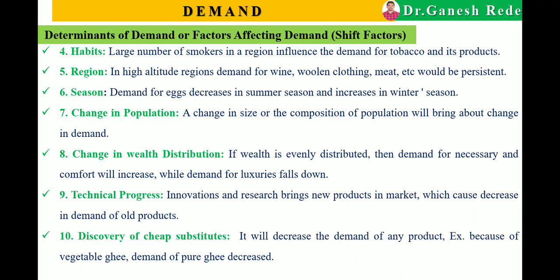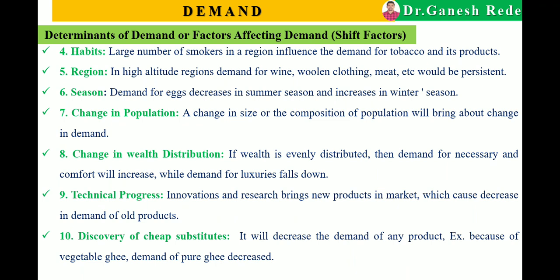Now season. Demand for eggs decreases in summer and it increases in winter season. So always keep in mind season also affects the demand of any good. Change in population, as we know, if population increases, demand for goods also increases. Then change in wealth distribution is also an important factor. If the wealth is evenly distributed, the demand for necessaries and comforts will increase while the demand for luxuries will fall down.